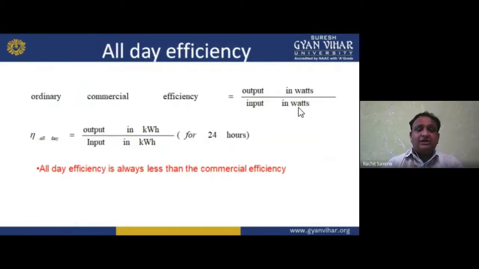I hope you understand. Now all day efficiency. We can identify ordinary commercial efficiency as output in watts upon input in watts. But if I am talking about the transformer all day efficiency, it is output in kilowatt hours, means units, upon input in kilowatt hours for 24 hours. My dear student, the all day efficiency basically depends on the day hours. So the day is of 24 hours, so we can multiply the whole with 24 hours.